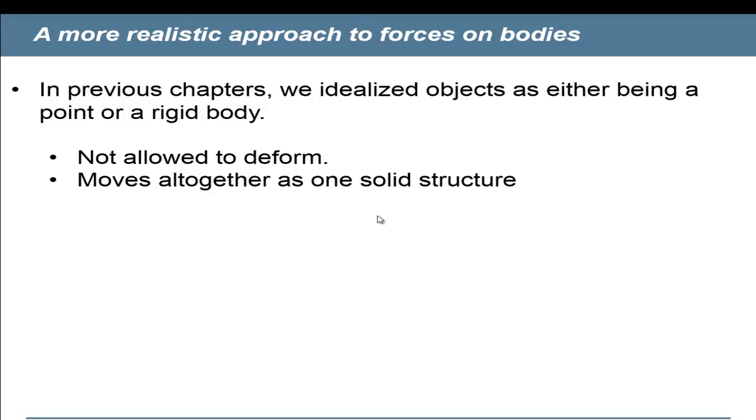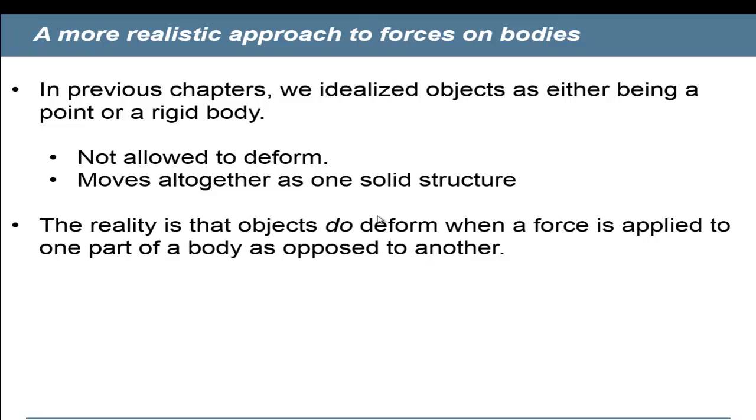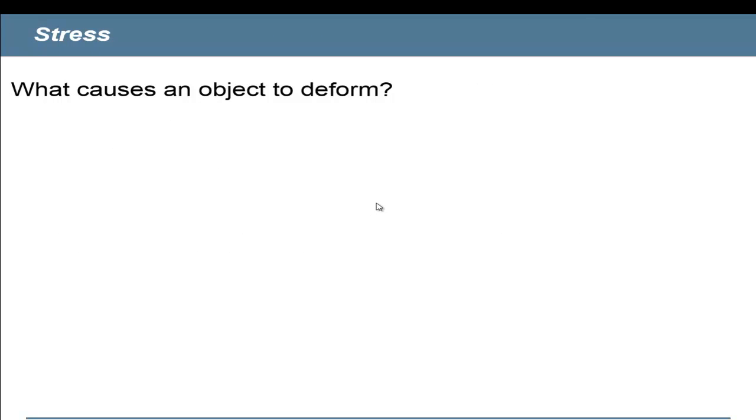However, the reality is that objects do deform when a force is applied to one part of a body as opposed to applying a force to another part. There's always some deformation, even if it's on a very, very small scale. So we're going to look at that in this chapter. So what causes an object to deform? Hopefully you say that it's a force.